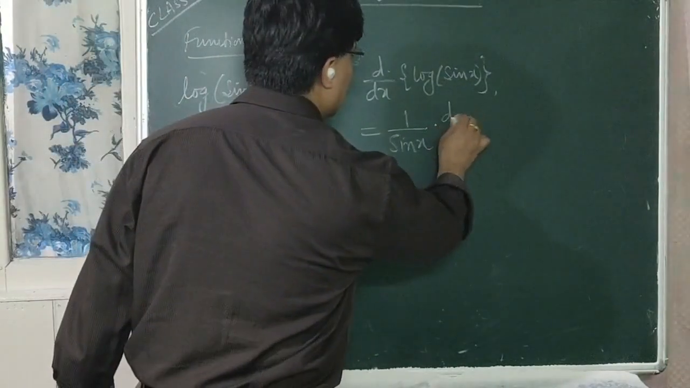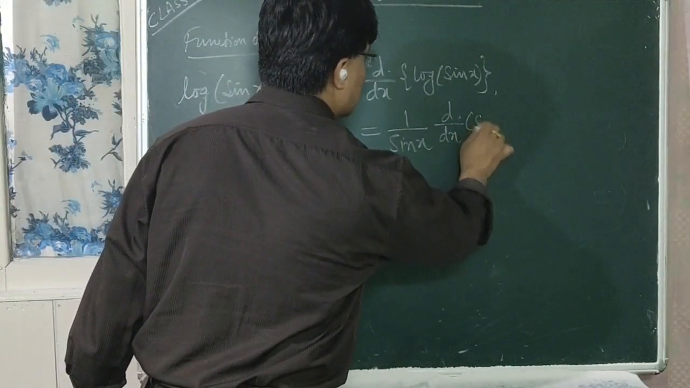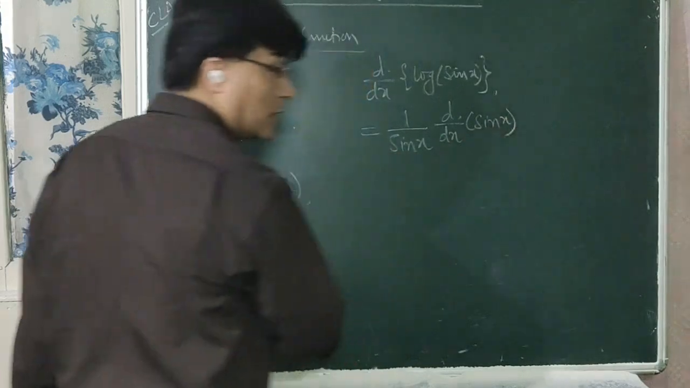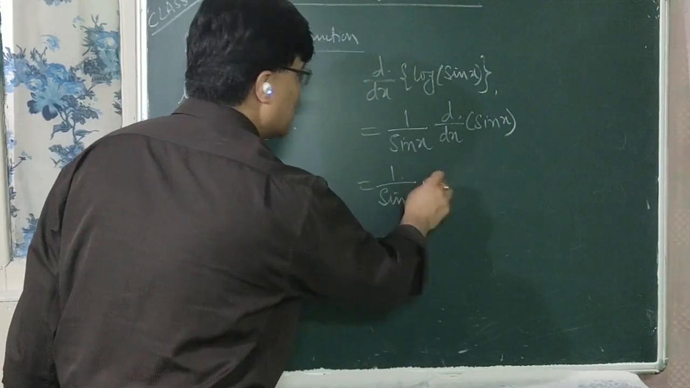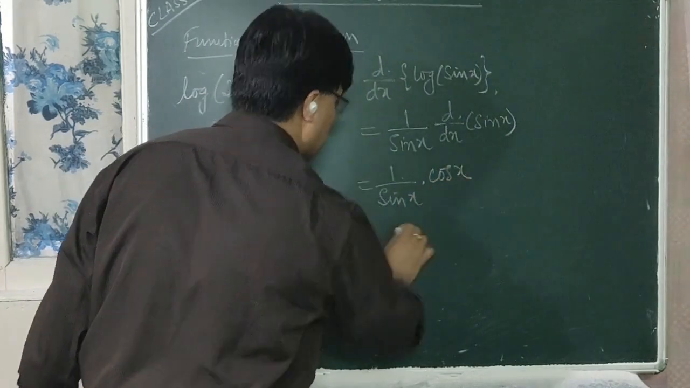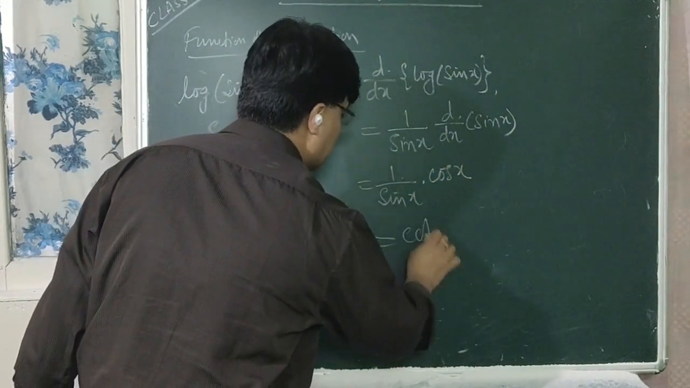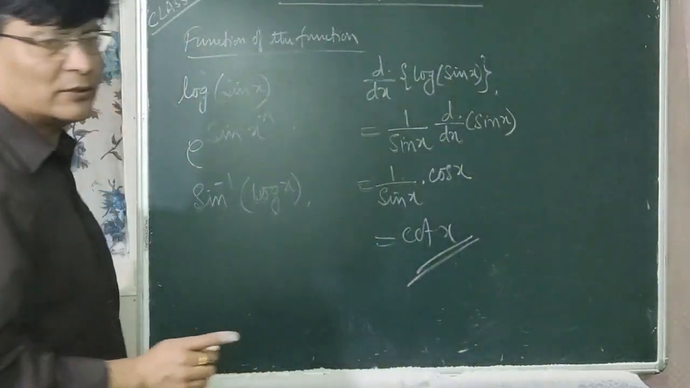So how do you write it? d by dx of sin x. Okay? So it is equal to 1 upon sin x into what is d by dx of sin x? It is cos x. So what is cos x by sin x? Is that understood?